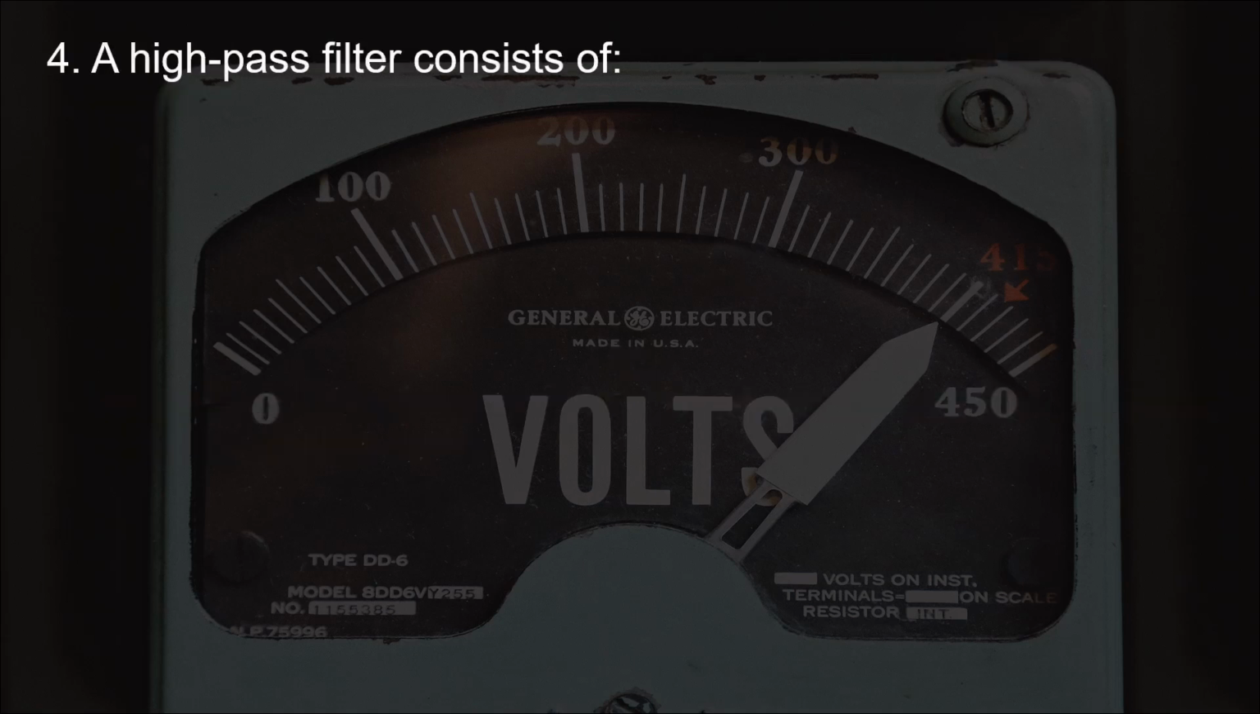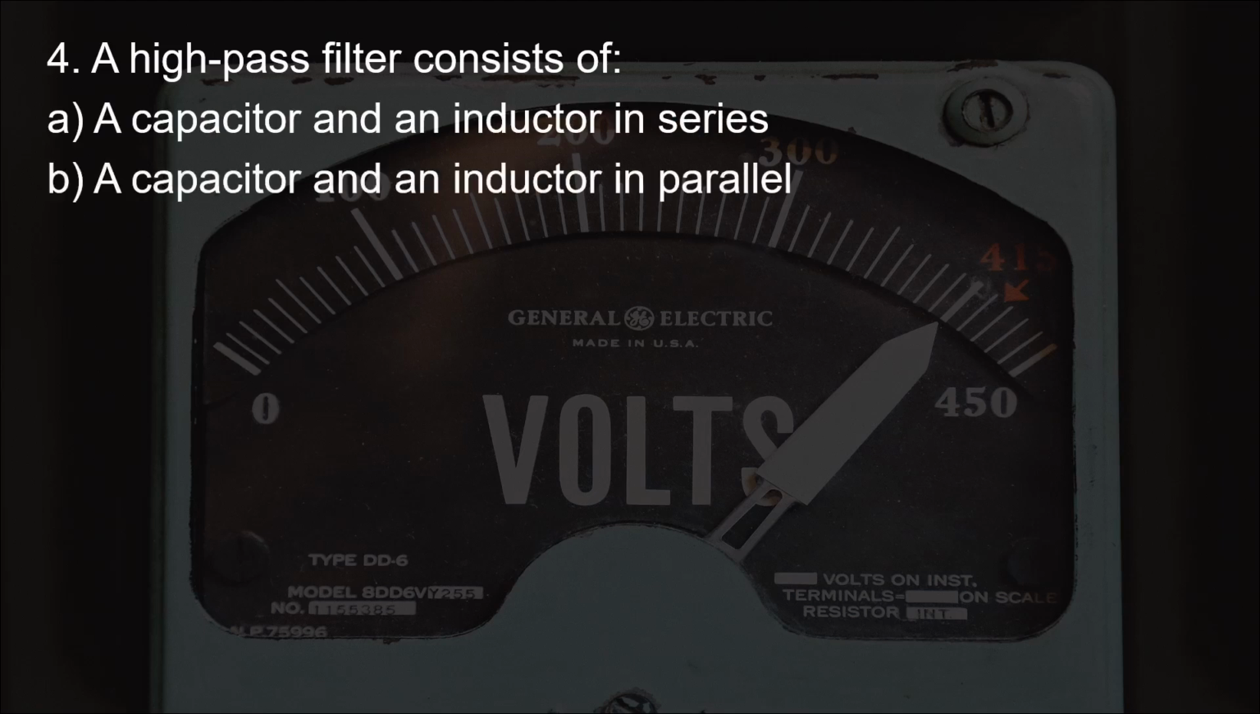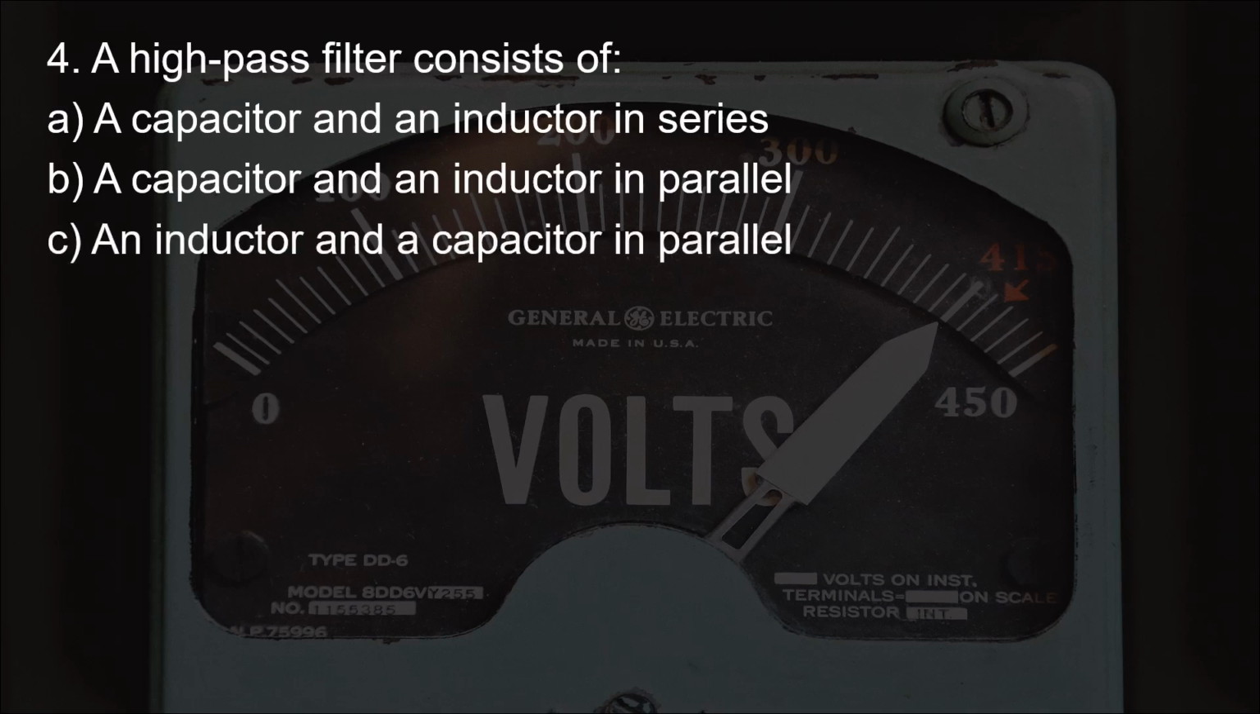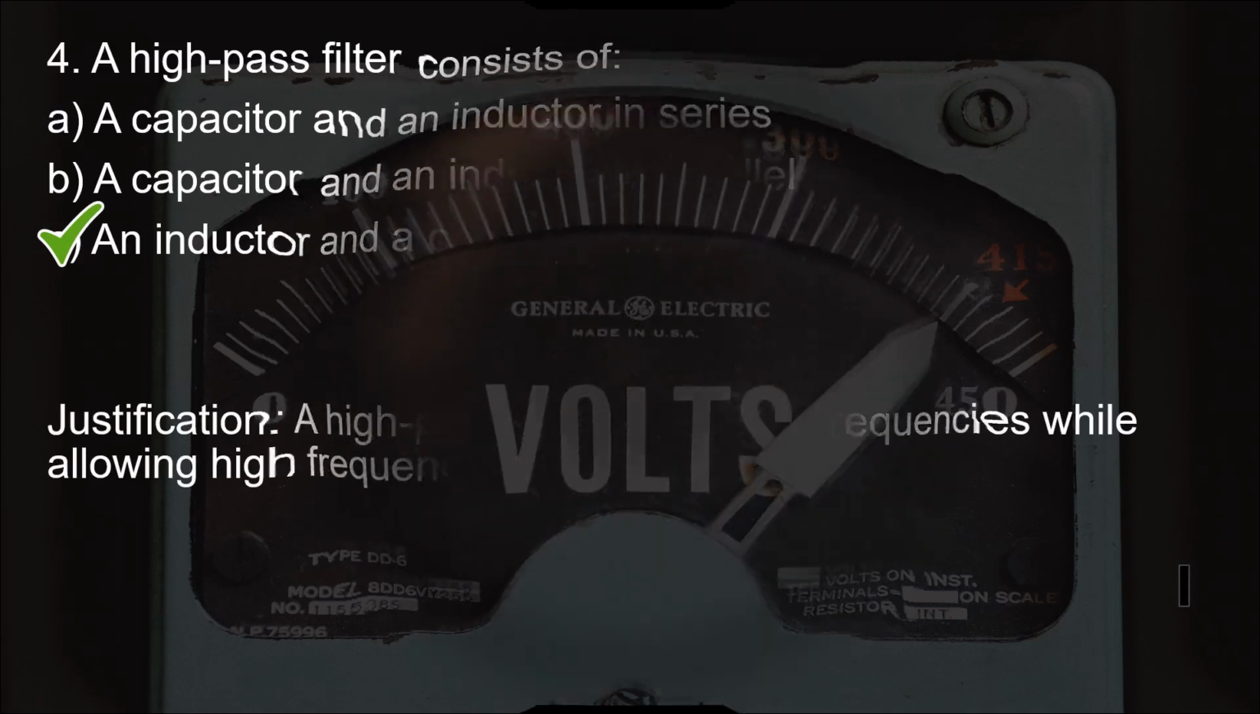Question 4. A high-pass filter consists of A. A capacitor and an inductor in series. B. A capacitor and an inductor in parallel. C. An inductor and a capacitor in parallel. Justification. A high-pass filter blocks low frequencies while allowing high frequencies.